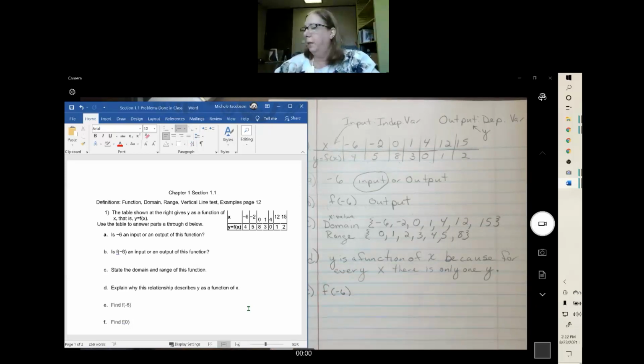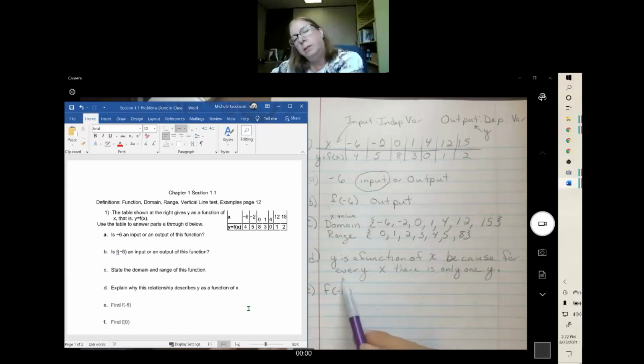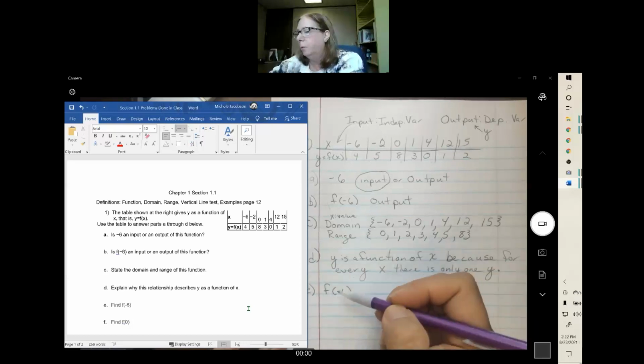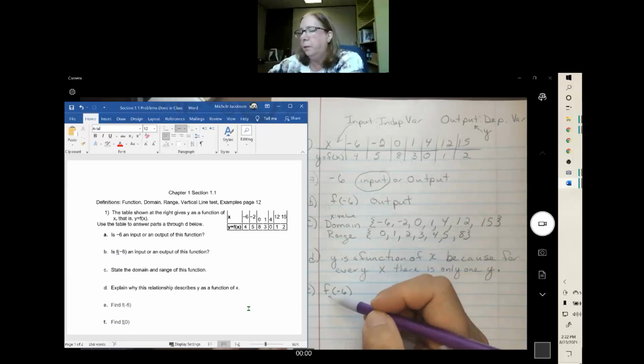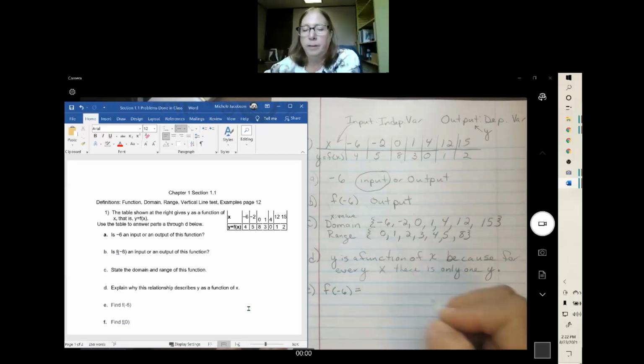So for this one, it wants us to find the outputs. What it's saying is when x is -6, what is y? That's all this is telling you. It's saying if x is -6, what does the y value equal? So what would f of -6 equal? Anyone?